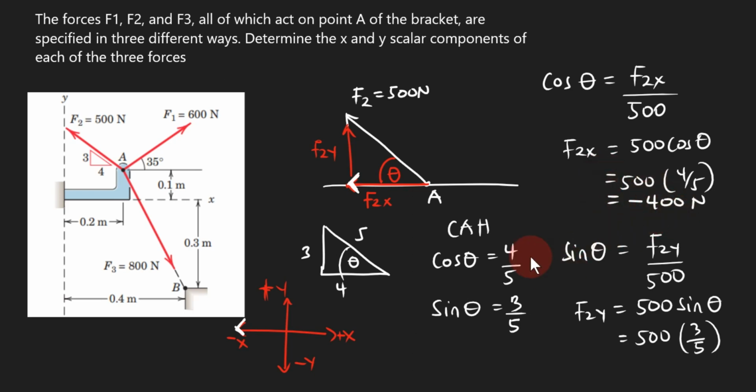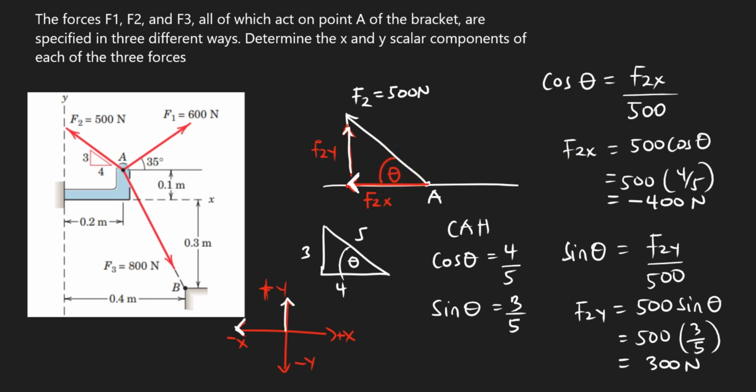So we have F2x to be what? Negative 400 Newton. But look at the F2y, it is moving upwards, which is the same as the direction of the positive y axis. So it will be positive. So let's simplify that. That's 500 times 3 on 5. That gives me a value of 300 Newton. So that will be the y component for F2. So we now found the scalar components of F2 also.